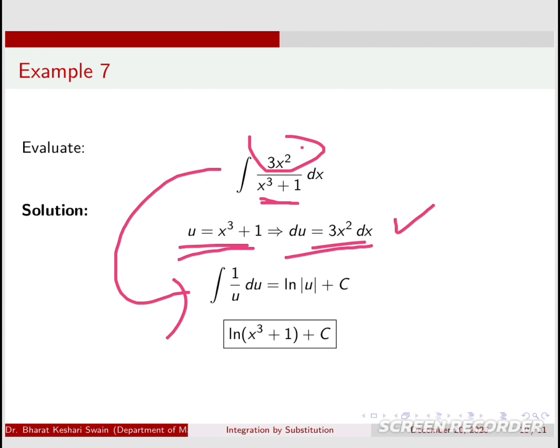So for 3x square dx put du, and for x cube plus 1 it is u. So du by u, and the integration is ln of mod u plus c, and just put the value of u again. So ln of x cube plus 1 plus c. So this is the idea behind the substitution method: is there any function in the integrand such that, after putting a variable for it, the derivative will be the remaining part of the integrand?